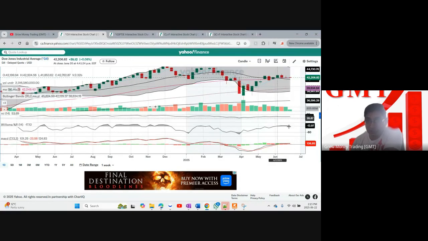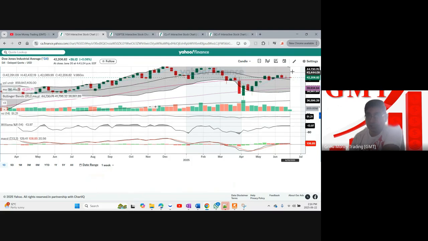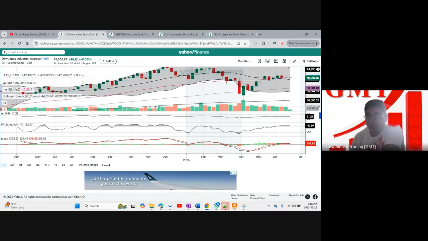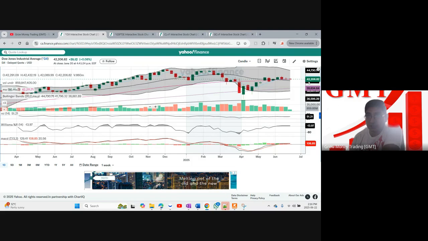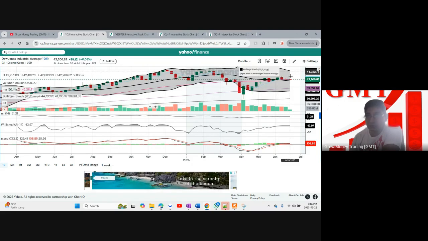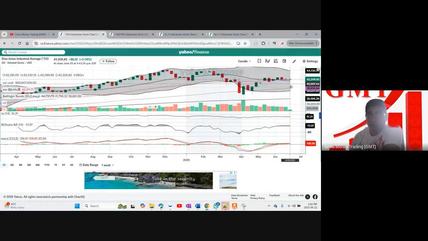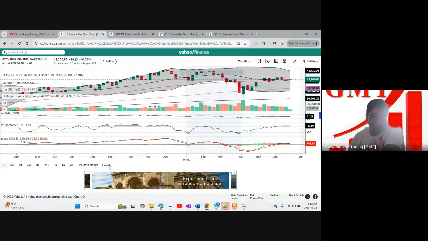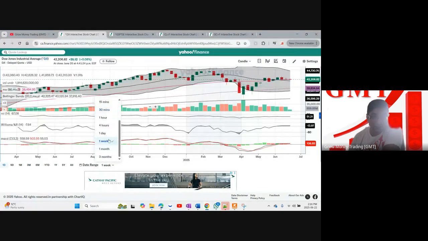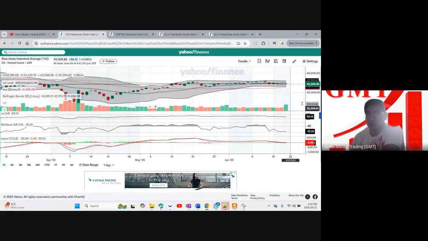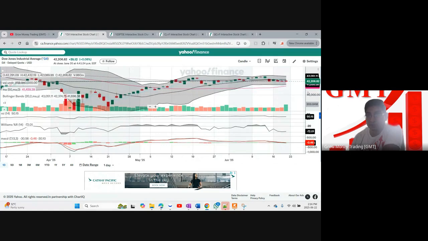But in terms of the trend, if you look at the mid Bollinger Band here and also the upper Bollinger Band, it's clearly downward. So even the DJI index is confirming the coming week to be bearish.